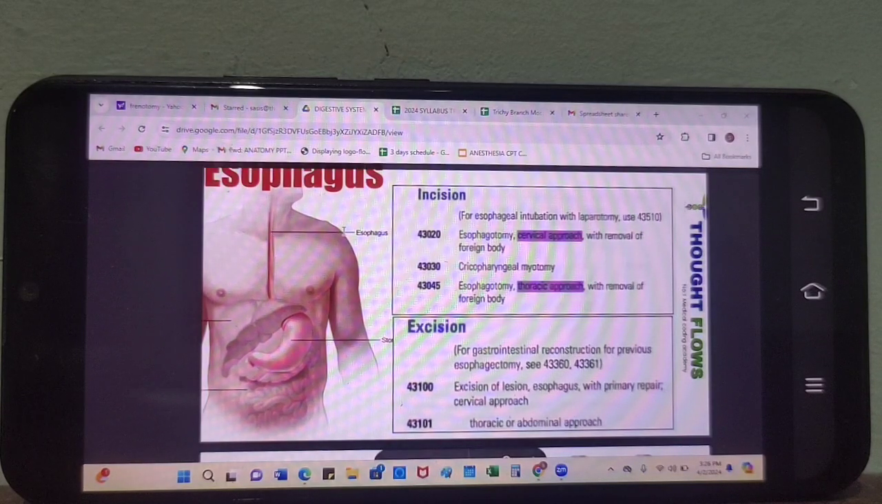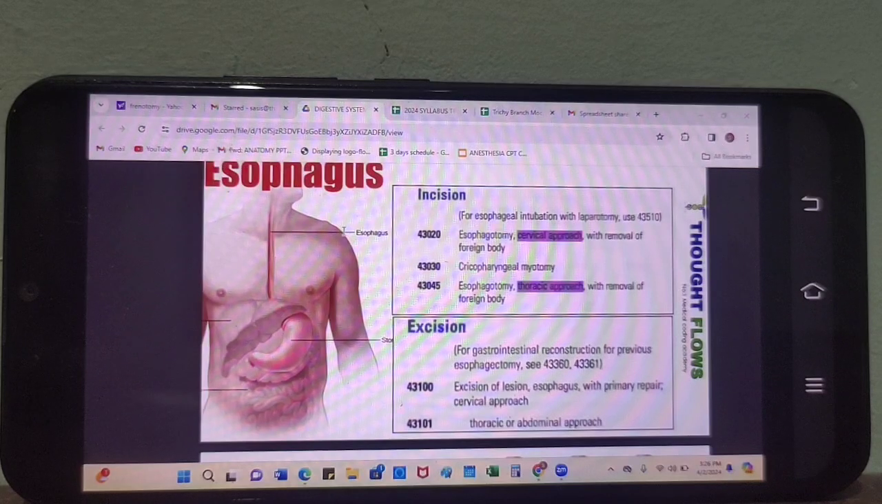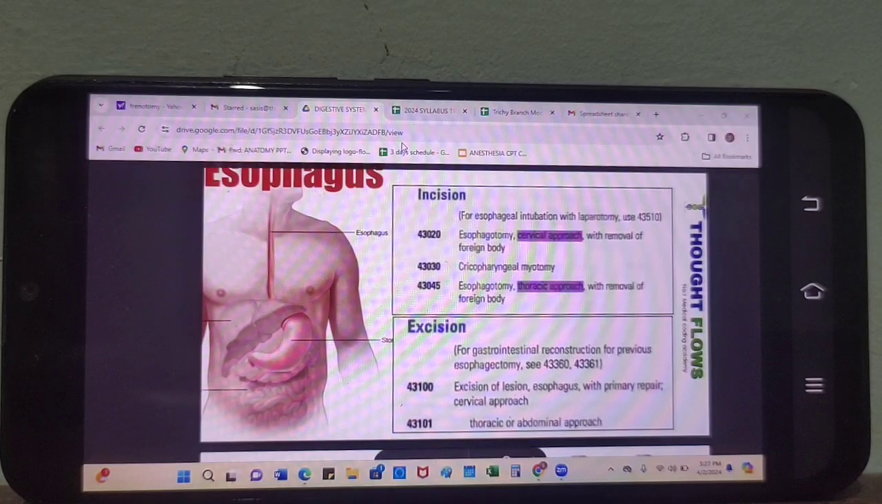So 45 means thoracic approach. To remove the foreign body from the esophagus, the surgeon makes a cut on the chest. So that is the thoracic approach to remove the foreign body, 43045.